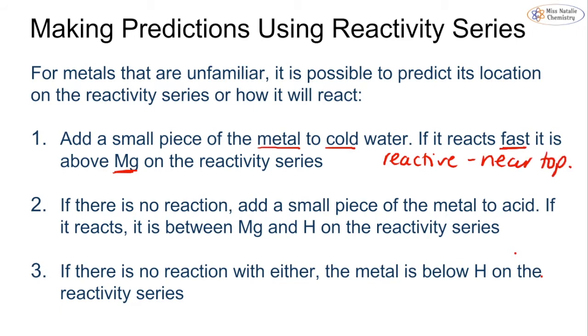If there is no reaction with water, we would then move on to adding an acid. And if it reacts, the metal is going to be placed on the reactivity series between magnesium and hydrogen. If there is no reaction with either, then the reactivity of the metal is quite low, so the metal is going to be below hydrogen on the reactivity series. Now, you may not be able to say exactly where it is, but you can at least give a rough area of top, middle, or bottom.